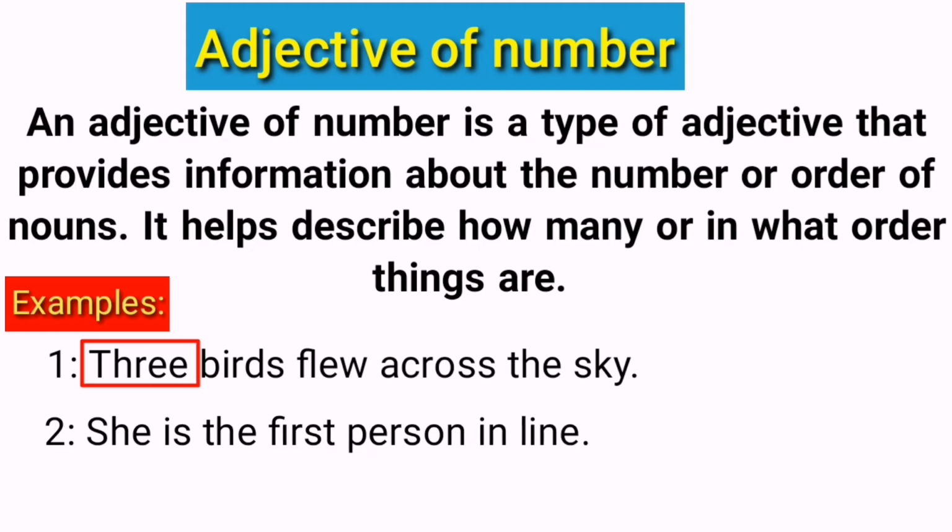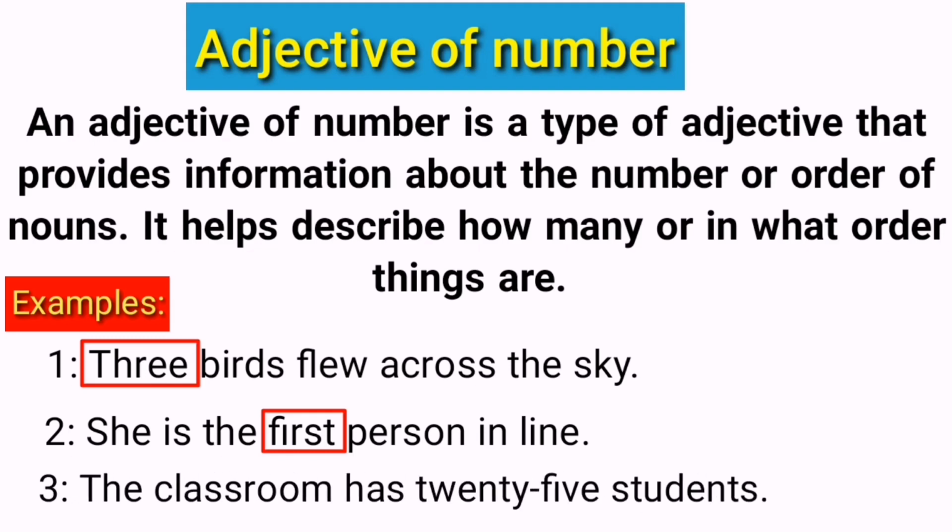She is the first person in line. In this sentence, first is the adjective of number. It indicates the order of the person in line, implying that she is ahead of all the others in terms of position. The classroom has 25 students. In this sentence, 25 is the adjective of number. It specifies the exact quantity of students in the classroom, indicating that there are 25 students in total.